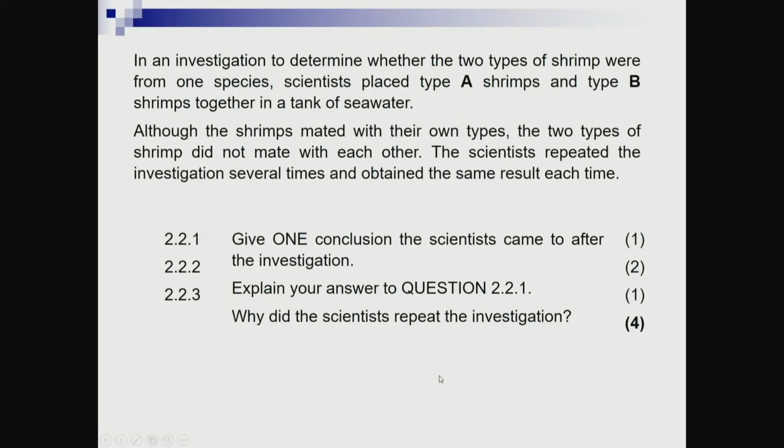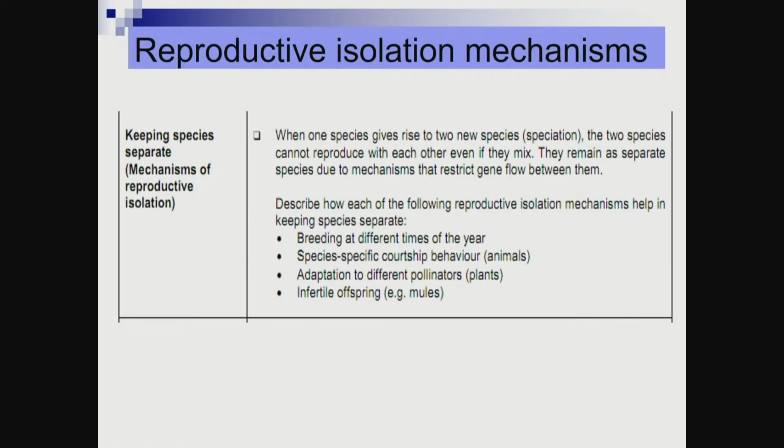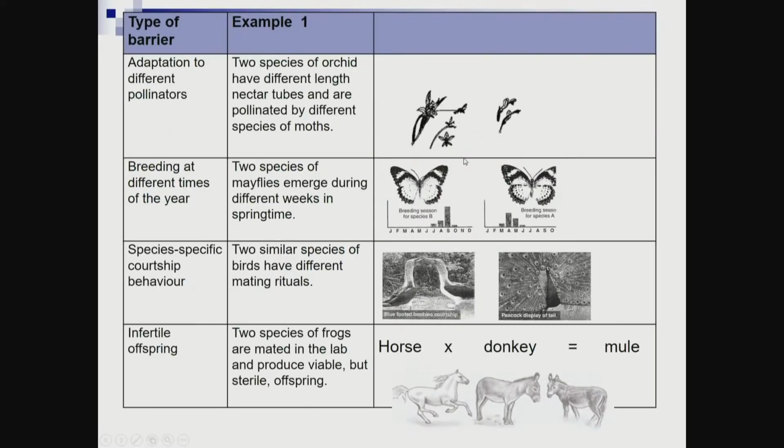Alright, there's another one on speciation, and then just to show you reproductive isolation mechanisms, be sensitive to the fact that I can give you an example and then you have to identify the type of barrier. So maybe they say the breeding season of species B and species A are different. What type of isolation mechanism is that? Reproductive isolation mechanism, and it's breeding at different times of the year.